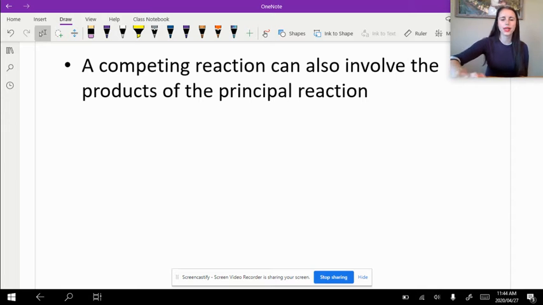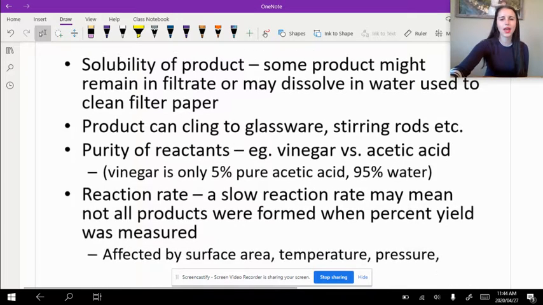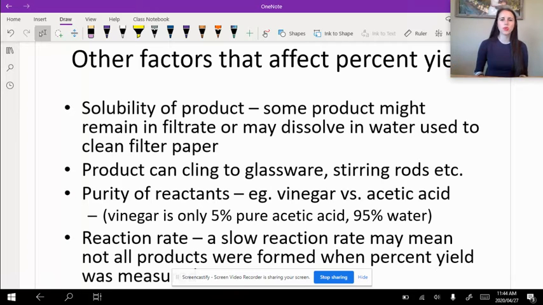A competing reaction can also involve the products of the principal reaction. So sometimes your products from your first reaction might go on and form something else. There's a few other factors that might affect percent yield. Again, this is just trying to explain in chemistry terms why we might not get a perfect answer or exactly what we're looking for.